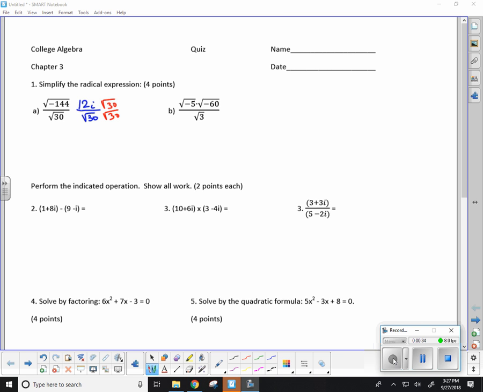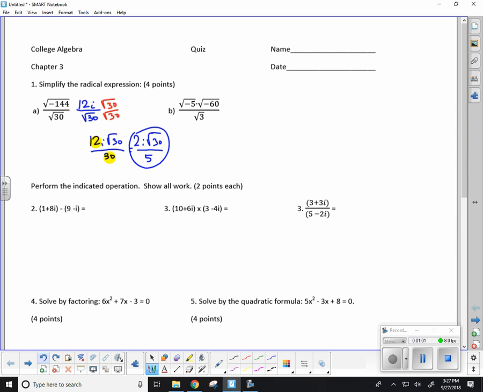That's going to give me 12i radical 30 over 30. And then I noticed that there's a common factor between 12 and 30. And so finally, I can simplify that. 6 is a common factor, so I get 2i radical 30 over 5.